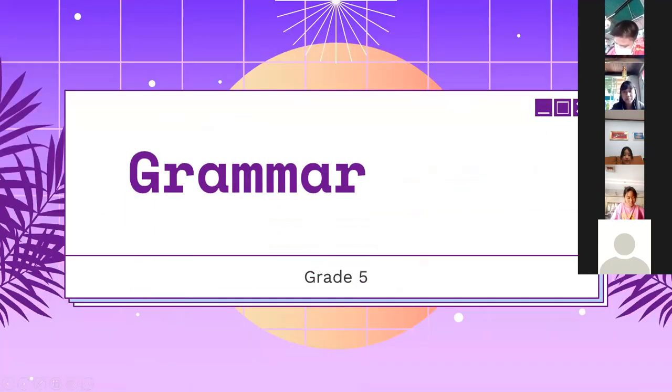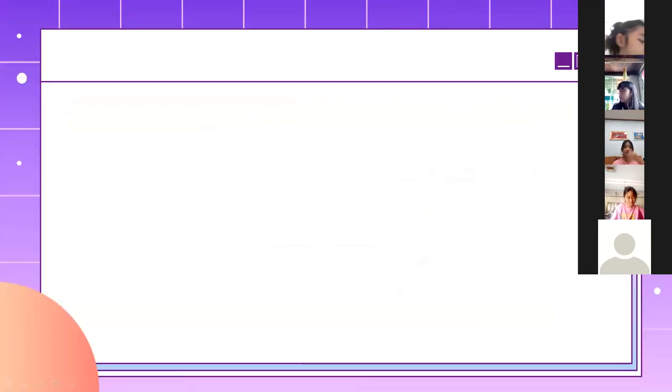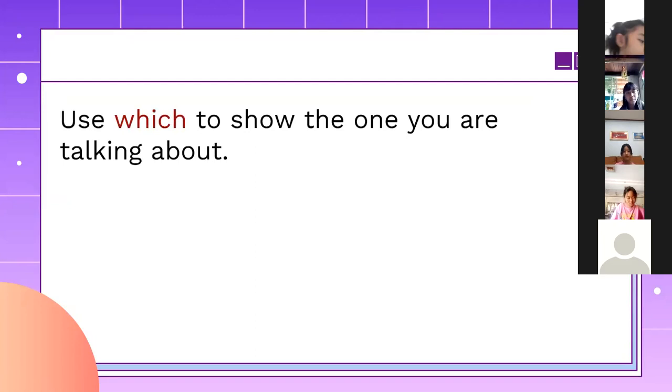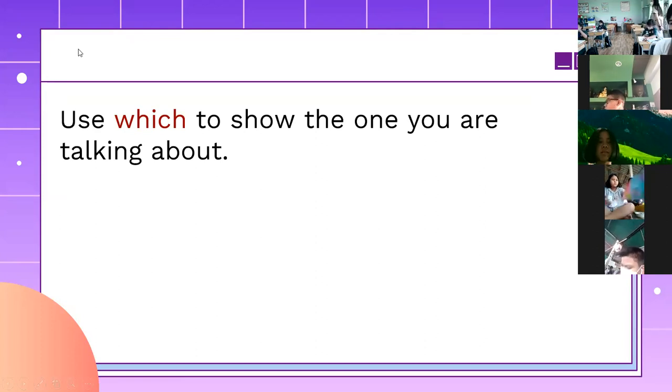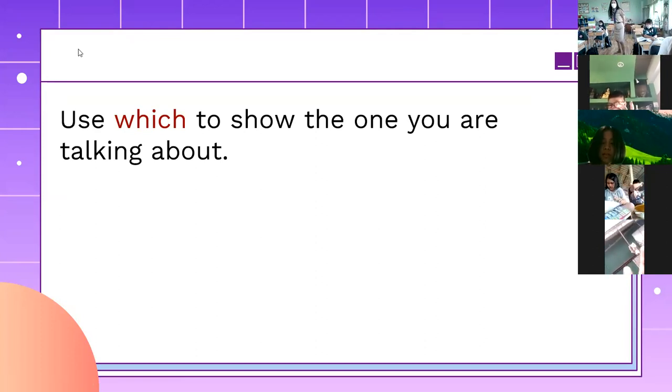Okay, so for this one, we're just going to have another grammar topic, okay? For today's class, we're just going to learn the use of which. So which. It is on what page of your student books? Page 19. Your student book, page 19. There are cousins' pictures.